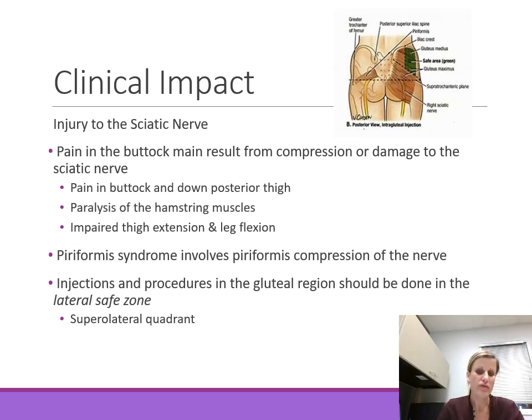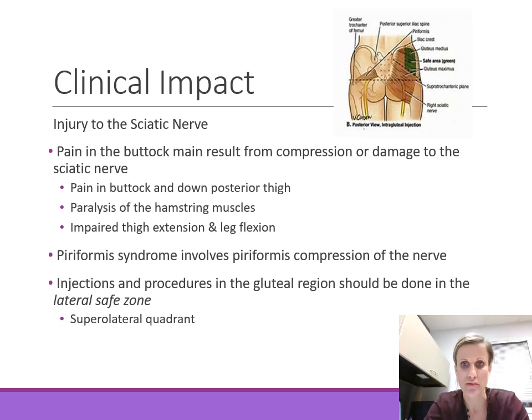Piriformis syndrome involves compression of the sciatic nerve by the piriformis muscle, which you can see, piriformis right here. And then you can see the sciatic nerve passing just under that.